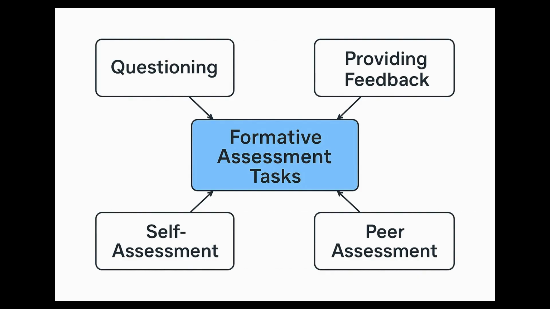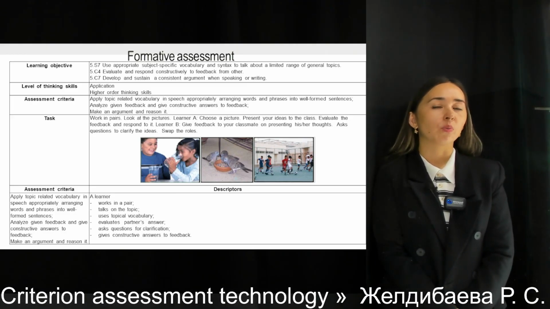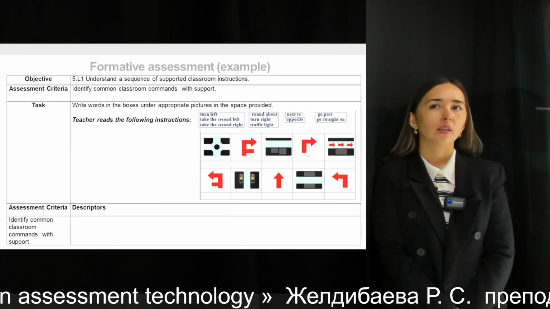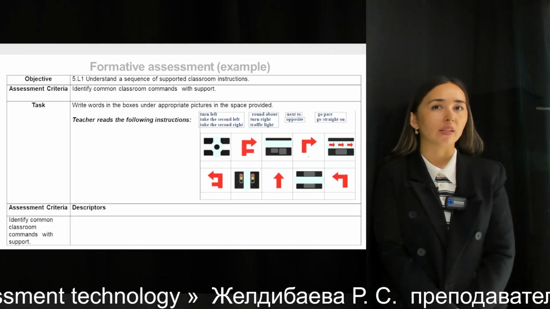In summary, formative assessment tasks such as self-assessment, peer review, quizzes, observations, and project drafts create a feedback-rich learning environment. They empower students to become active participants in their own education and allow teachers to adapt instruction based on real evidence of students' learning. Here you can see some examples of formative assessment from secondary school. These examples will be discussed during our practical lessons.